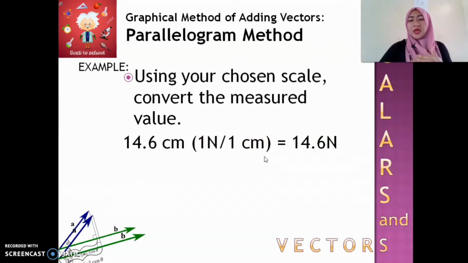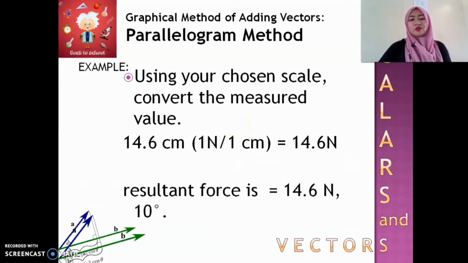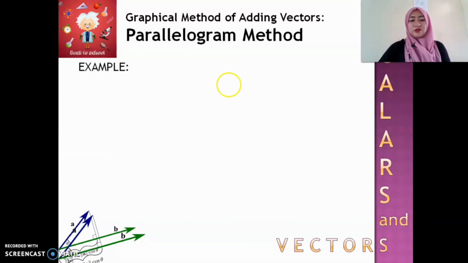By the way, why do we have to scale our given quantities? Because we know that 1 Newton cannot be plotted on our paper. However, if we scale our 1 Newton as equivalent to 1 centimeter, therefore we can plot this in our Cartesian plane. So therefore, our resultant force is 14.6 Newton at 10 degrees.